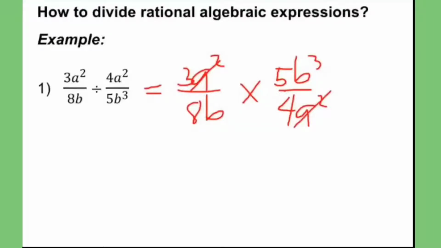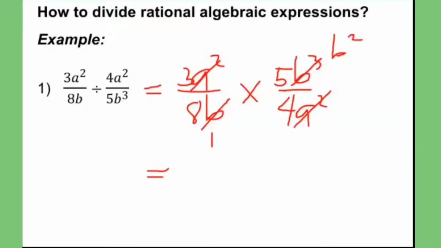Yung b cubed at saka yung b, meron tayong common factor na isang b. So, b cubed divided by b, meron tayong matitirang b squared. At saka yung b sa ilalim ay 1 na lamang. Sa ating coefficients na 3, 5, 8 at saka 4, wala tayong makikitang common factor from numerator at saka sa denominator. So, pwede nating i-multiply directly.